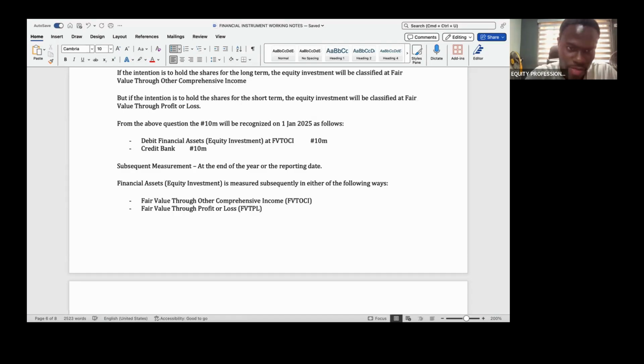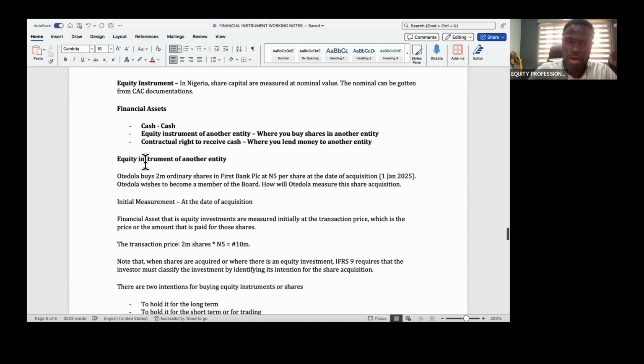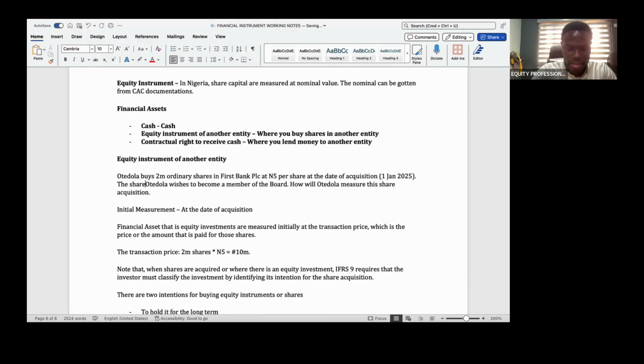This goes to show that the same way you classify is exactly the same way you measure at the end of the year. It's the same way. So fair value through OCI, fair value through PL. Now, to give an example, let's assume that for this $30 question I gave you, we're now told that the share price at 31st December 2005 is 7 naira.